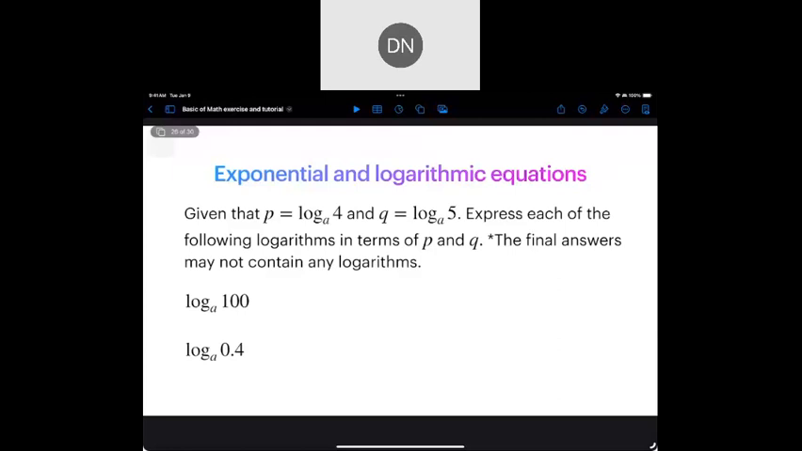So express each of the following in terms of P and Q, and the final answer may not contain any logarithm. So that is the clue. We need to make sure that the final conclusion for both of these questions is in terms of P and Q only. Okay, we need to remove the logarithm part.